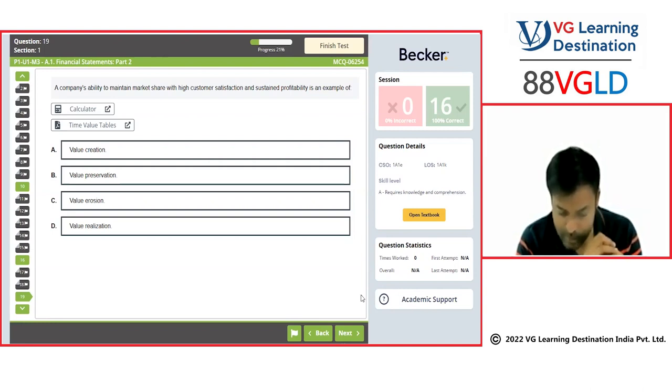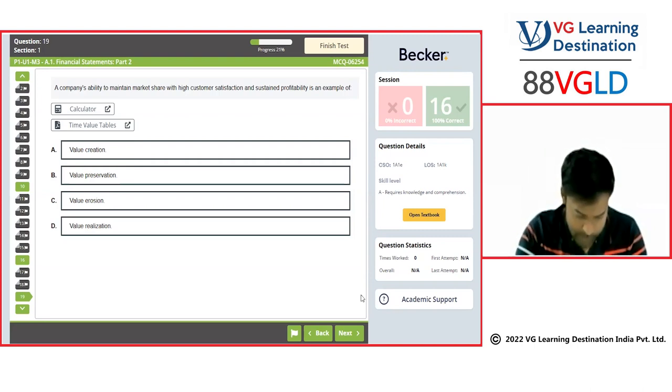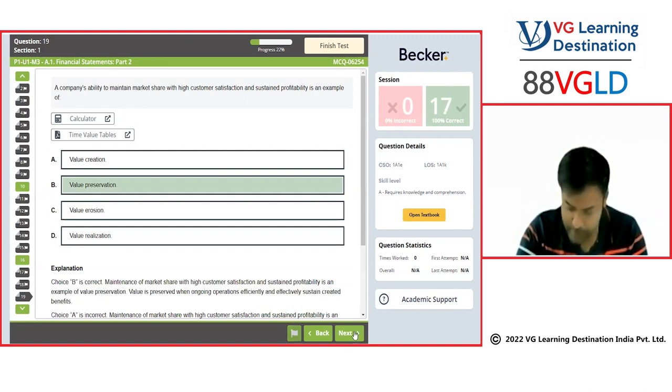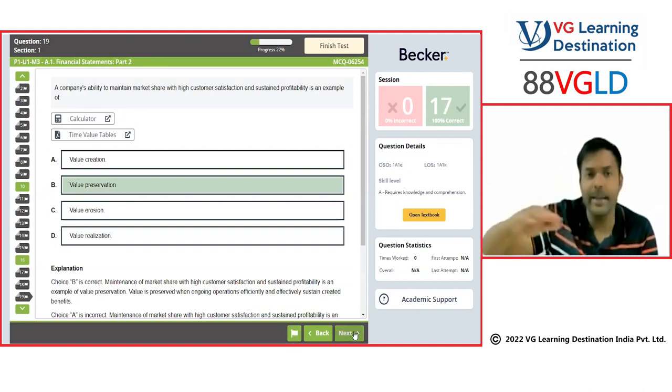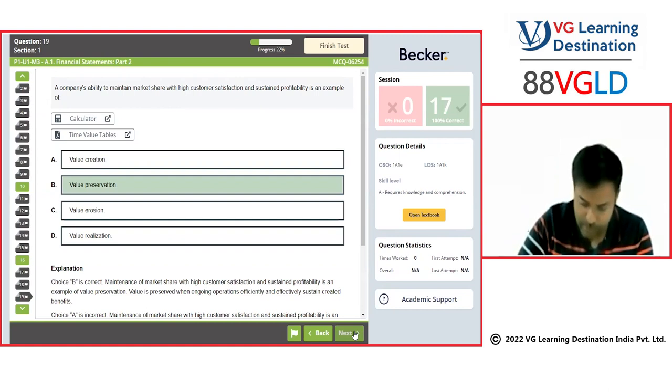A company's ability to maintain the market share with the high customer satisfaction and the sustained profitability is an example of the value preservation. Absolutely. Preserve, that means you are trying to maintain everything in that case. That's preservation, correct?